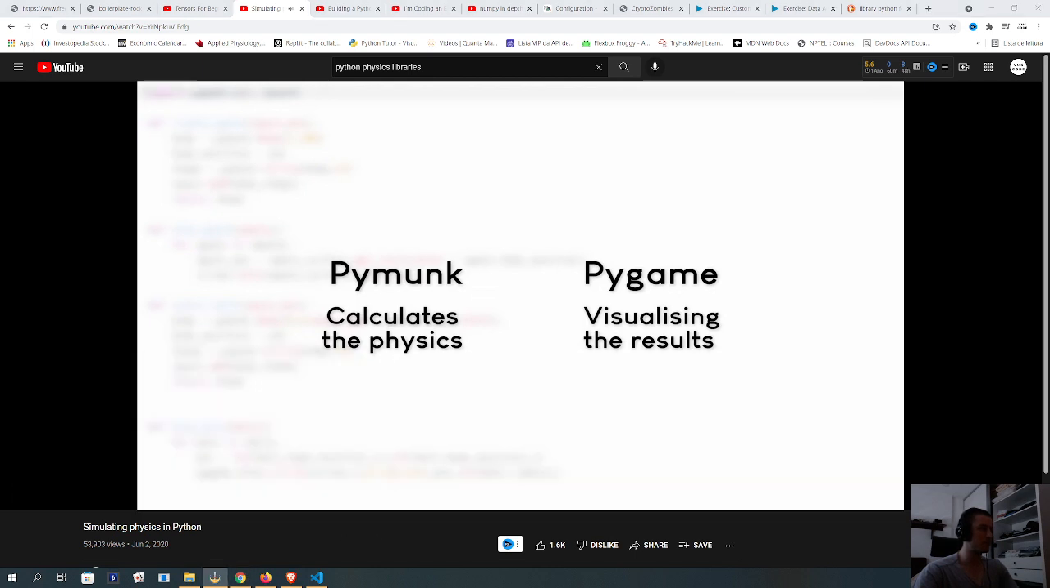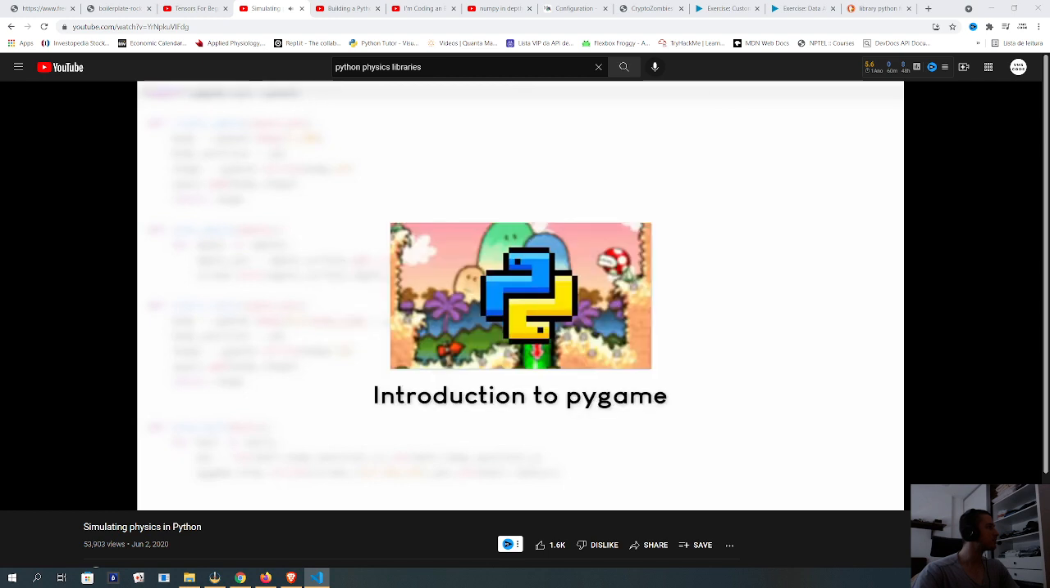But in our case, we are using Pygame because it's a fairly straightforward library. And I do make the assumption that you already know some Pygame. It doesn't have to be much, just the absolute basics. If you don't know them, check out this video. It explains all the basics you need for this tutorial. But with all of that done, let's talk about how to simulate stuff in PyMunk.